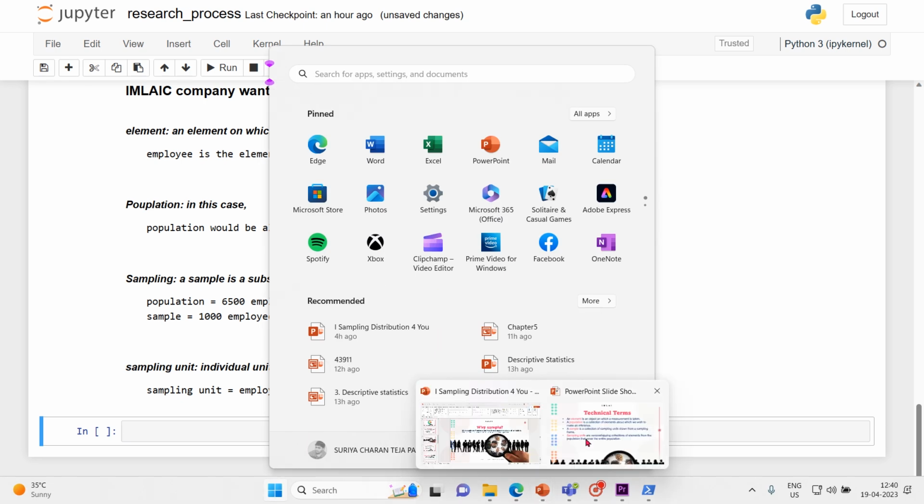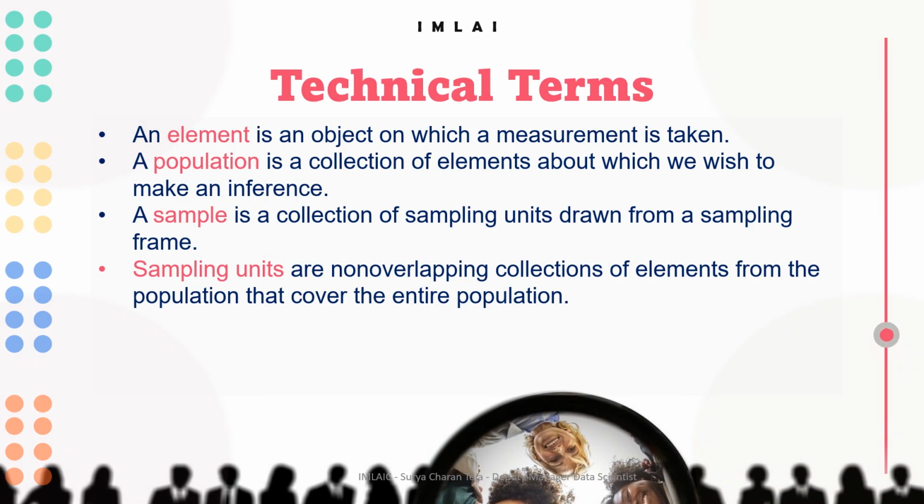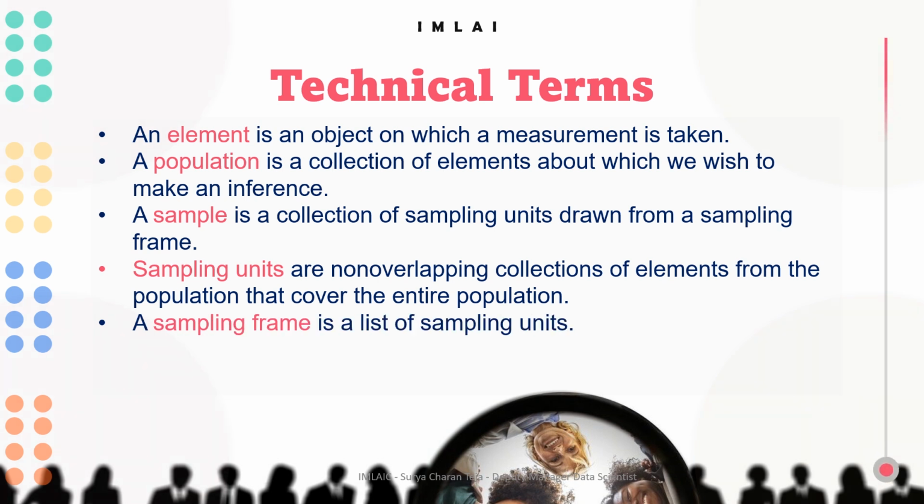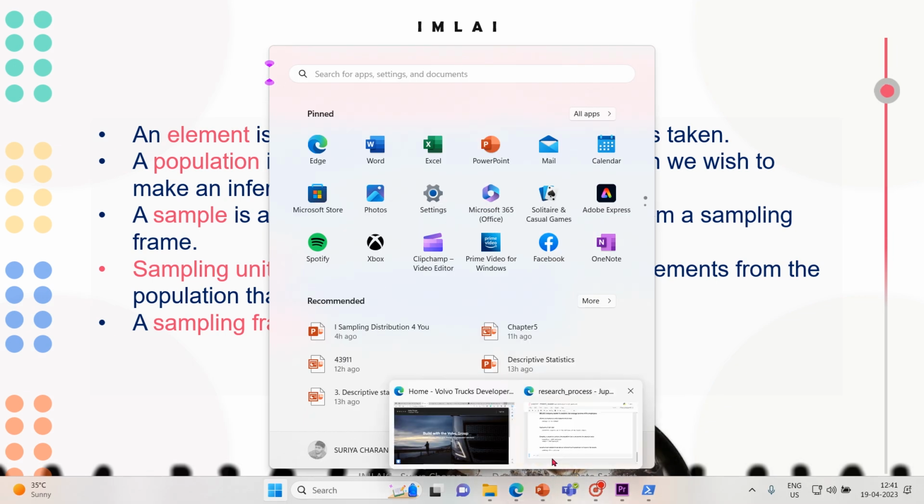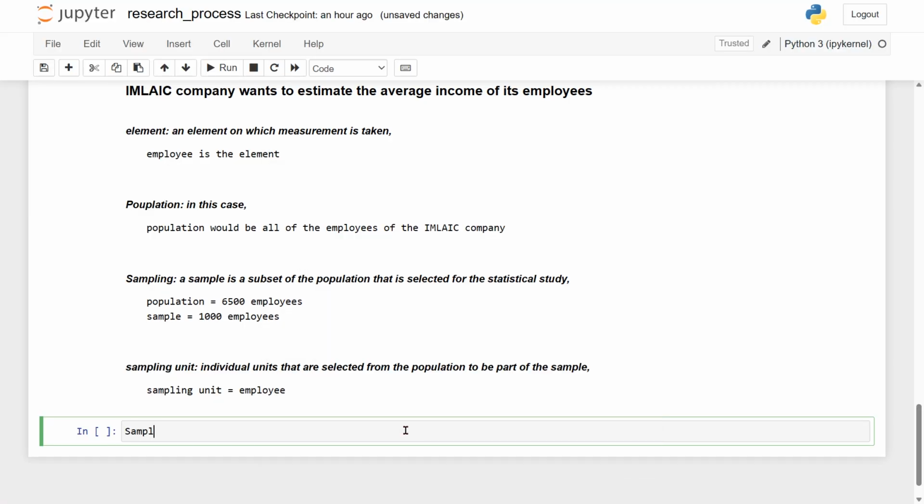So once this is done, now let's move on to the next. That is the sampling frame. A sampling frame is a list of all of the sampling units in a population. I'm talking about in the population. You have to listen very carefully to this one or you will be confused. So the sampling frame: what is my frame for sampling units? The sampling frame is a list of all of the sampling units in the population.